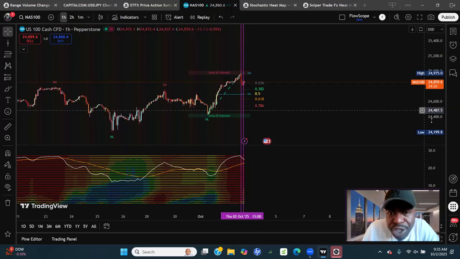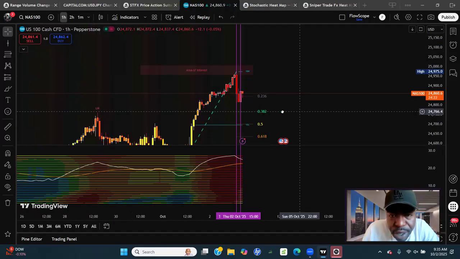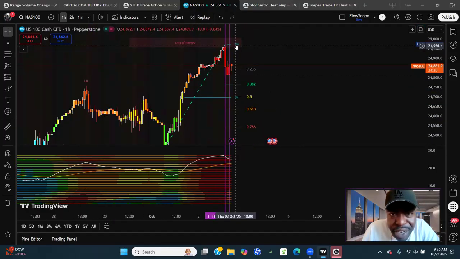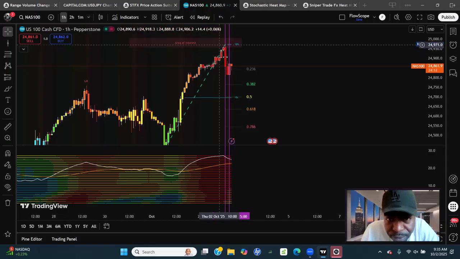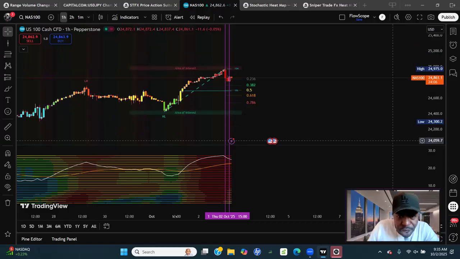Mind you, we're still trading off of the daily high and low. I have that marked in here. So we still have the daily high and the daily low. Price did not break the daily high, guys. It rejected off the daily high. So we're trading within this. Now, here's some other things I want to show you.